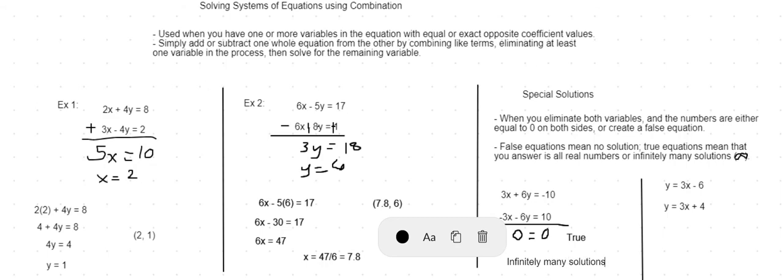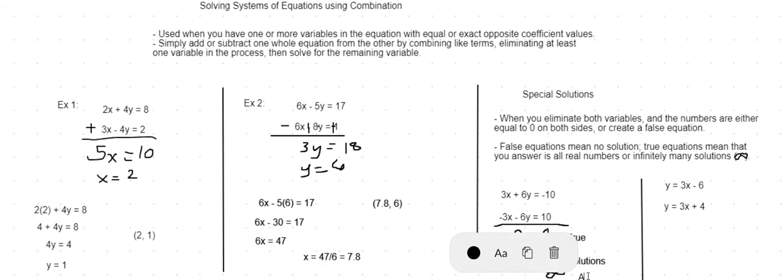So you can write the words infinitely many solutions. You can also, instead, just write the infinity sign. And another thing you could even write if you wanted to is all real numbers. These are three different ways to represent the same thing. Infinitely many solutions, infinity symbol, or all real numbers. I'll accept any of the three answers.